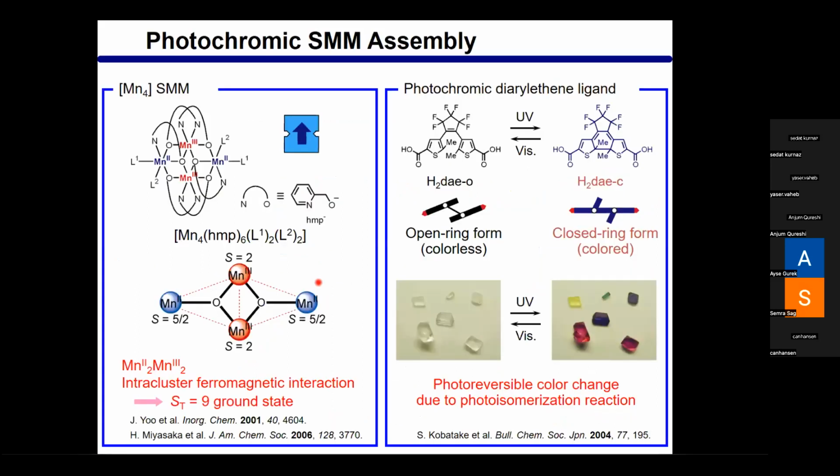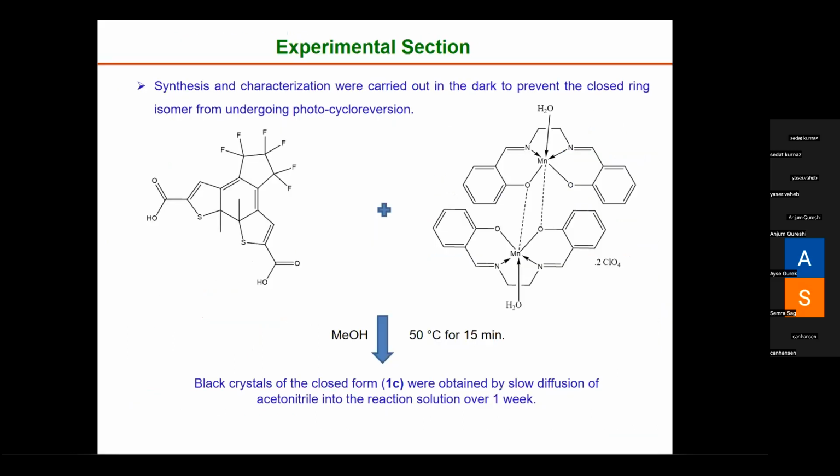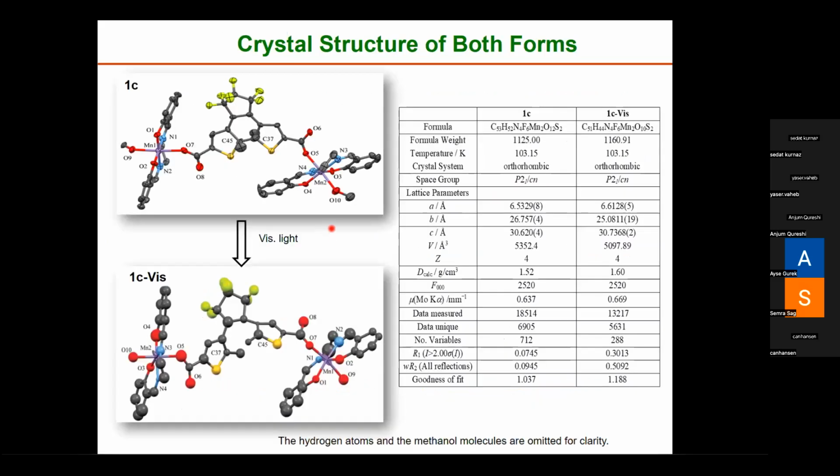So then no pi conjugation, open type, colorless. By UV irradiation, conjugated, colored. Colorless, more than 1,000 times switchable by UV visible irradiation. For this purpose, we use a DT ligand and also single molecule magnet, manganese. So this is a crystal structure.